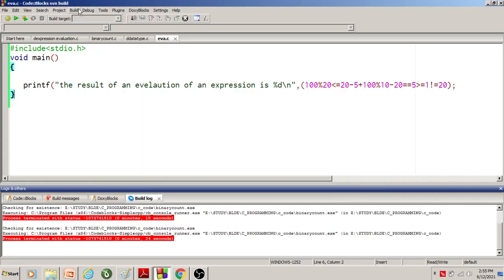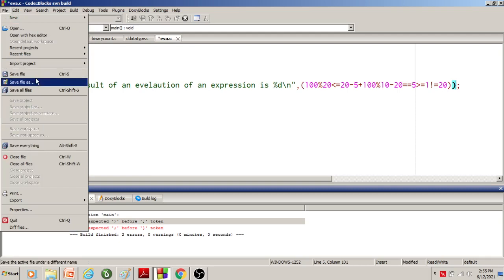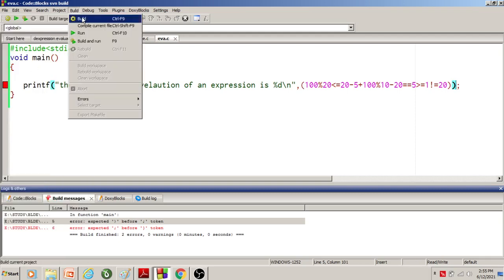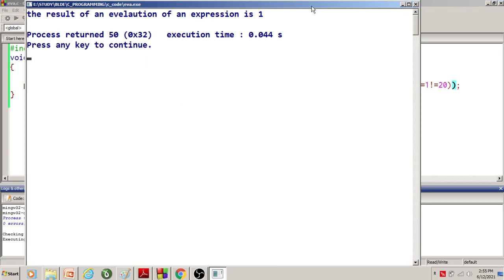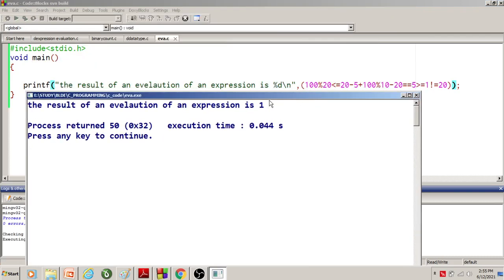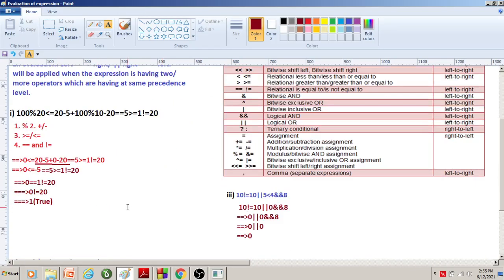So let me debug this program. Yes, I have an error. I should close one more flower bracket. Okay, I save this, build, and run this program. So what is the result? 1. So here we have obtained 1, which means our evaluation is correct.